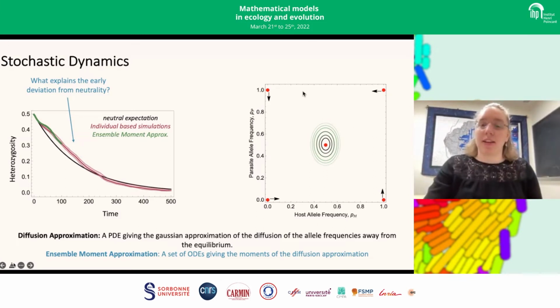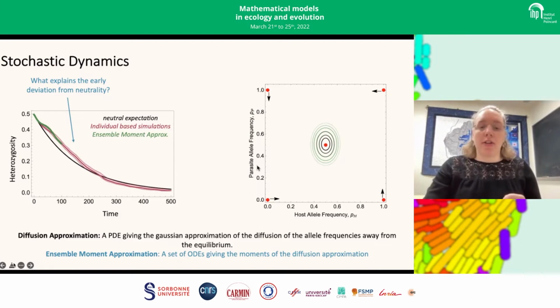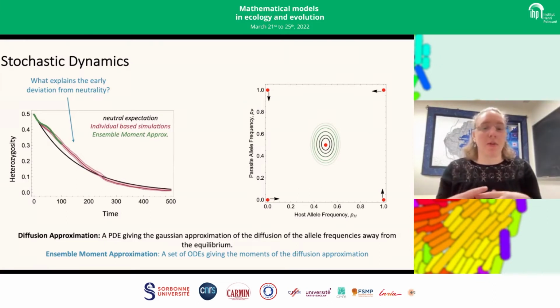or diffusion of stochastic dynamics in this allele frequency space as a Gaussian distribution around this central equilibrium. So every generation, this Gaussian distribution grows, and then the ensemble moment approximation is a set of ordinary differential equations that calculate the moments of the diffusion approximation. What is easier about these ensemble moments is that we don't need to have a solution that fits for all allele frequency space in all time. A multidimensional diffusion approximation can be particularly unwieldy, and in this case, I can't even derive it to begin with, but I can obtain the set of ordinary differential equations that give me these moments.